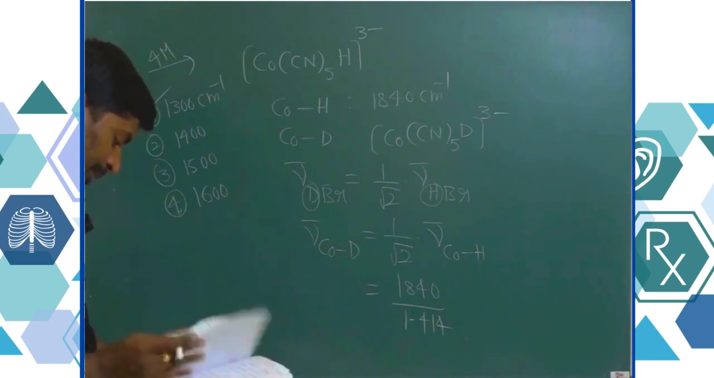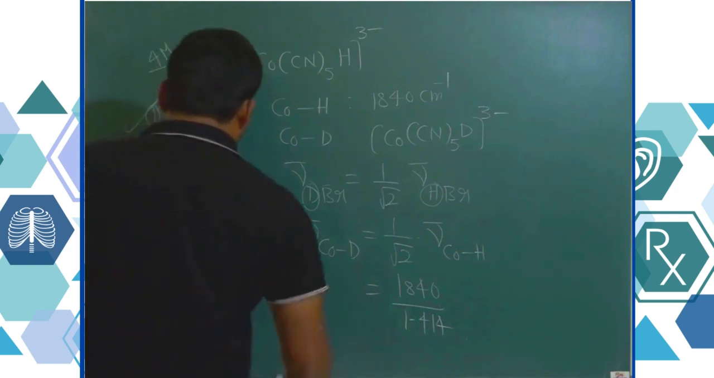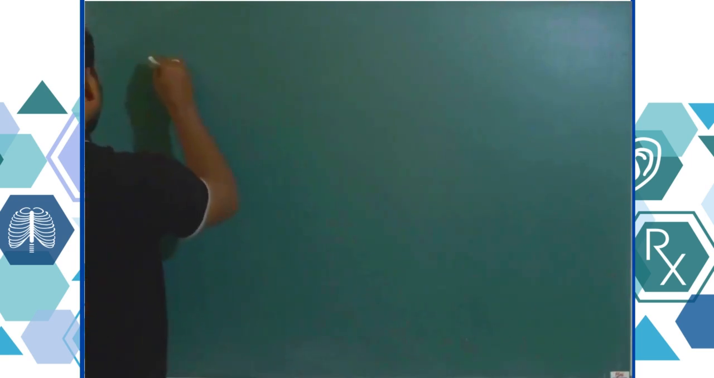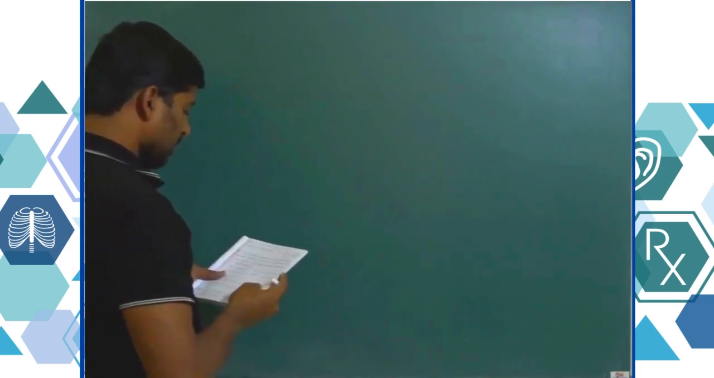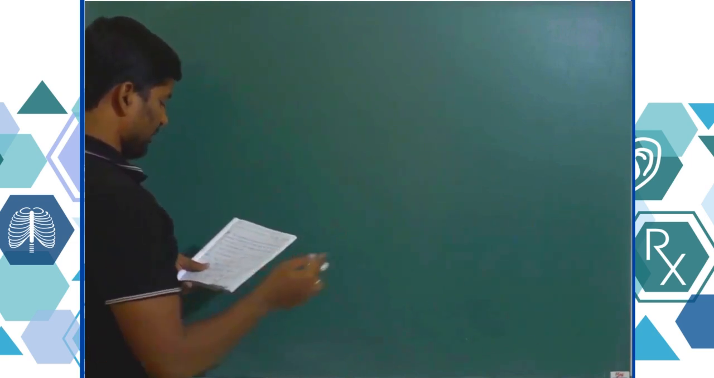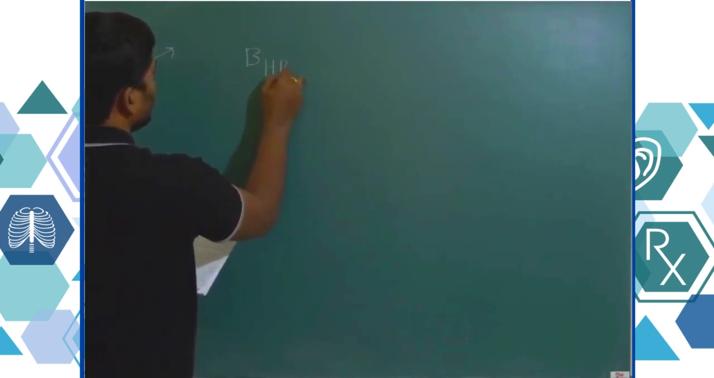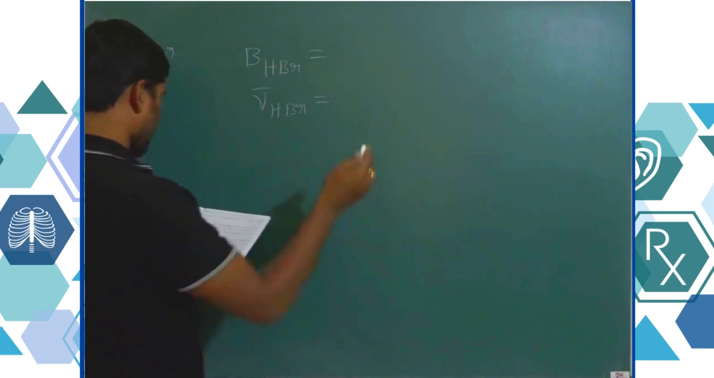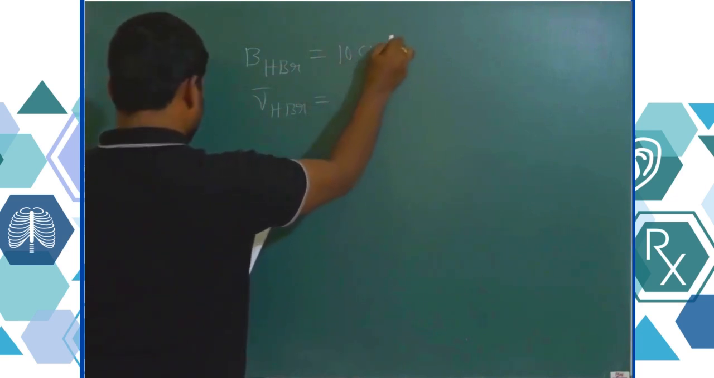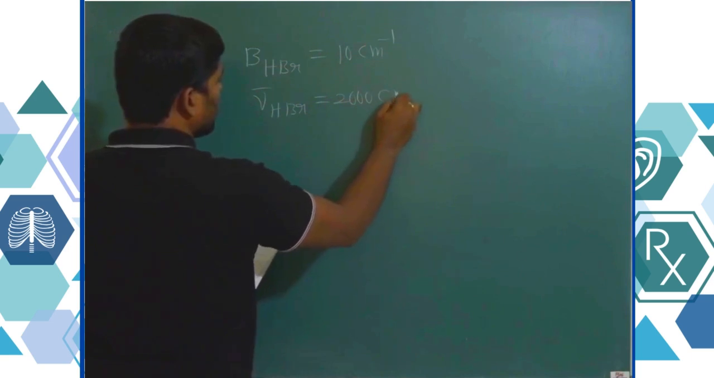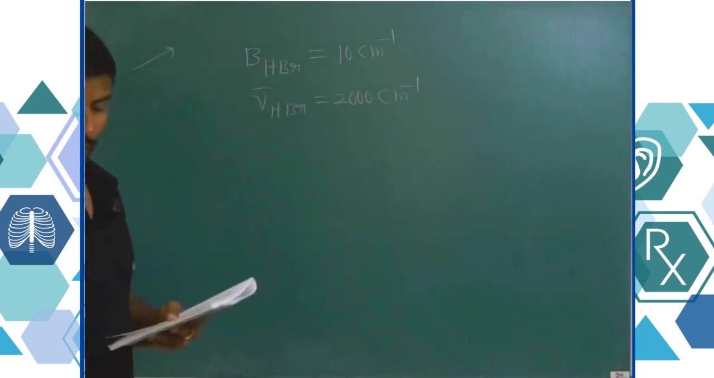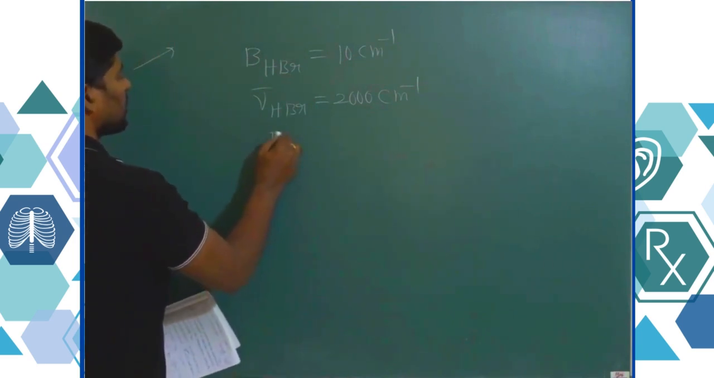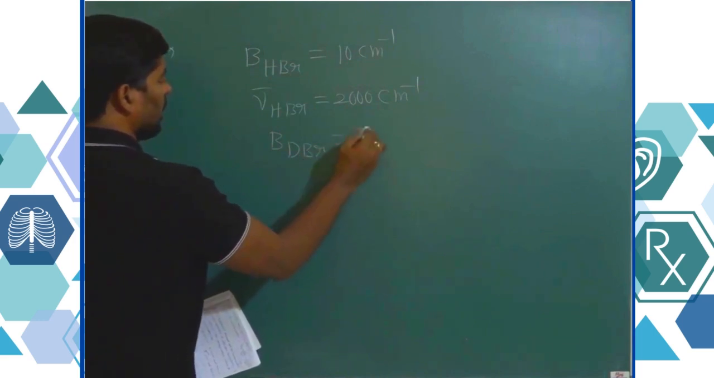Okay, next one. A similar type of question was given in CSIR, on the rotational constant and the fundamental vibrational frequency. The rotational constant and the fundamental vibrational frequency of HBr are 10 centimeter inverse and 2000 centimeter inverse respectively. The corresponding values for DBr are?